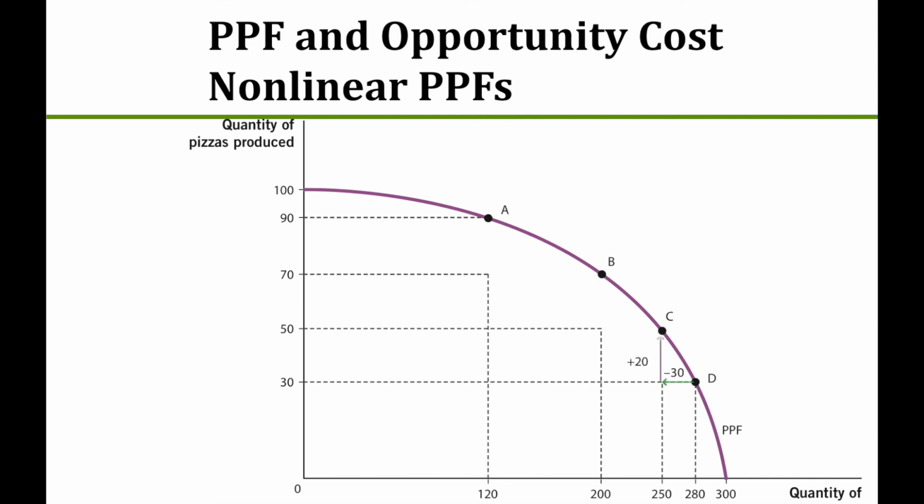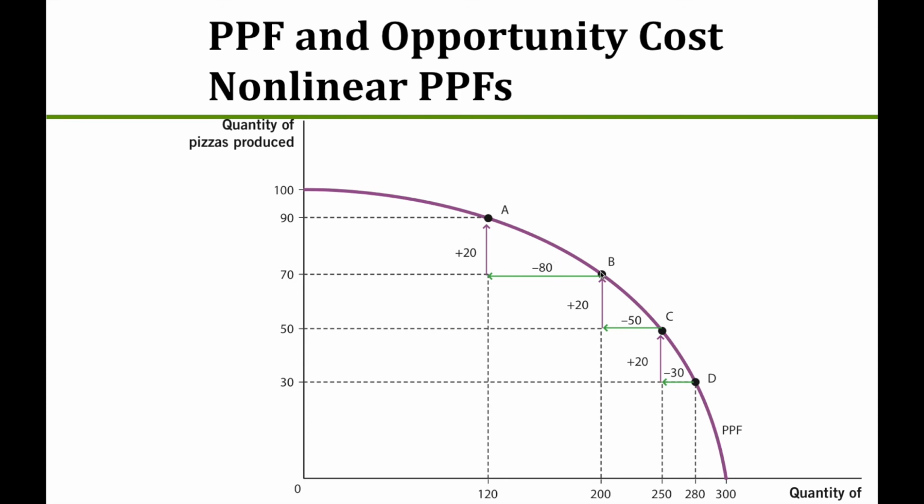So right now we are moving from point D to C to B and to A. And in each part, we want to increase the pizza production by 20 points. So when I move from point D to C, I'm increasing the pizza production by 20. But how much do I need to give up in wings production? It's 30 points. Again, if I move from point C to point B, I'm increasing the pizza production by 20, but in this case, I am decreasing the wings production by 50. The cost of producing 20 more pizza is increasing.